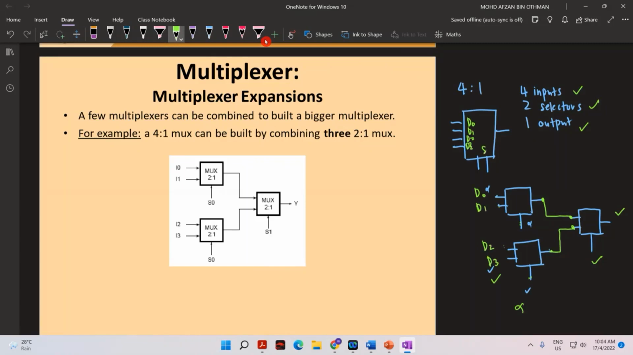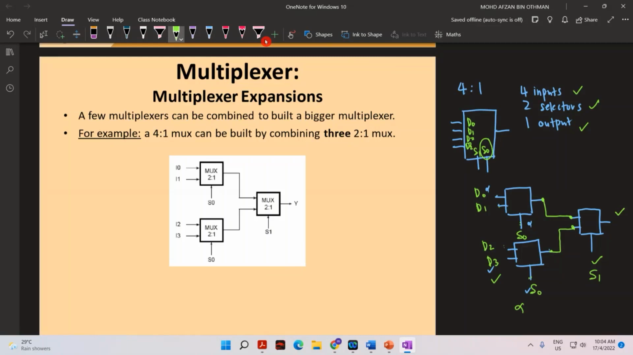And then you have selector 0, selector 1. Okay, selector 0 nak masuk yang mana? Selector 0 is always the left hand side. Yang dekat dengan input, this becomes the least significant bit of your selector. Yang paling hampir dengan input. So this one will become your S1.